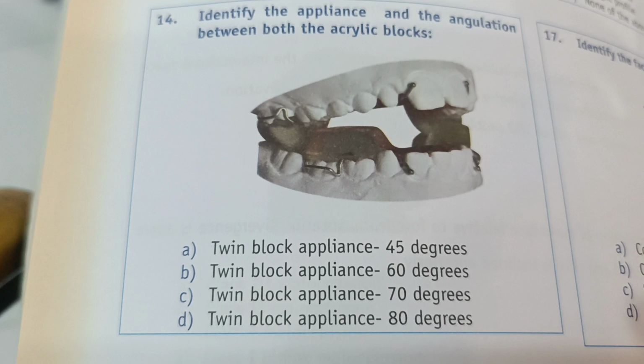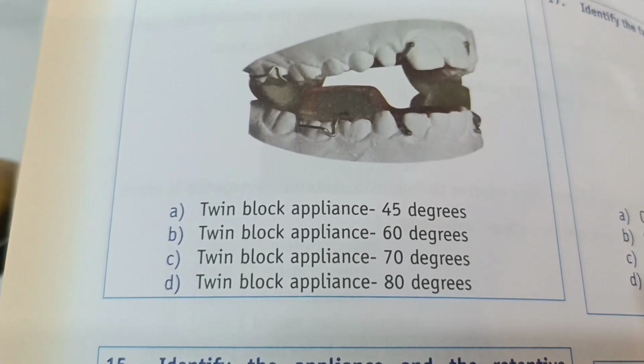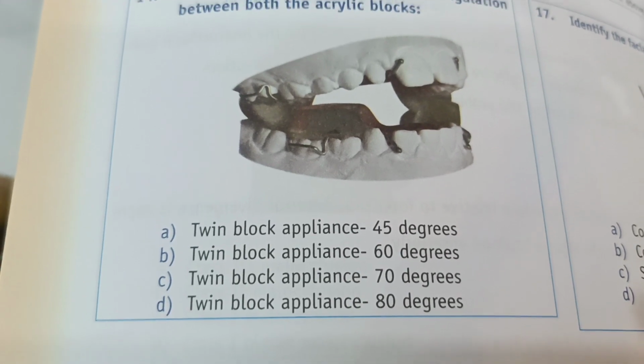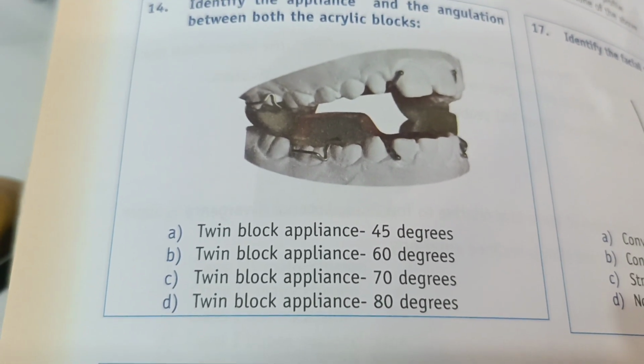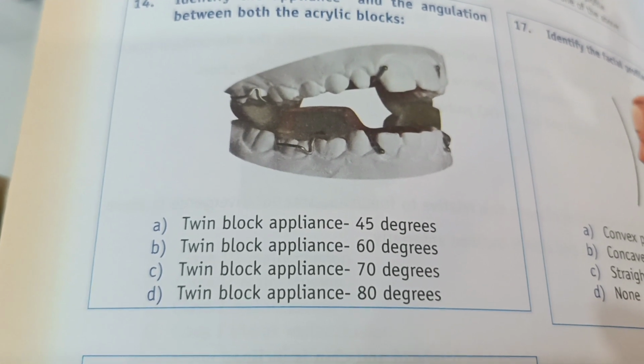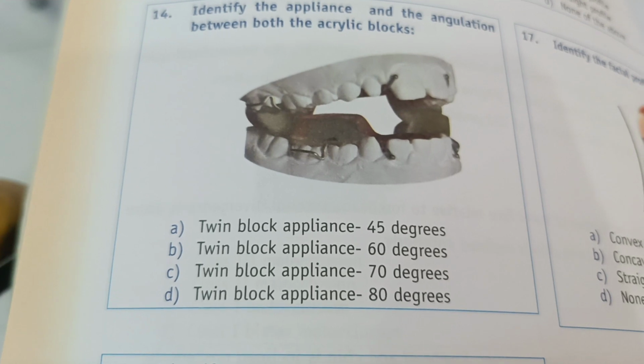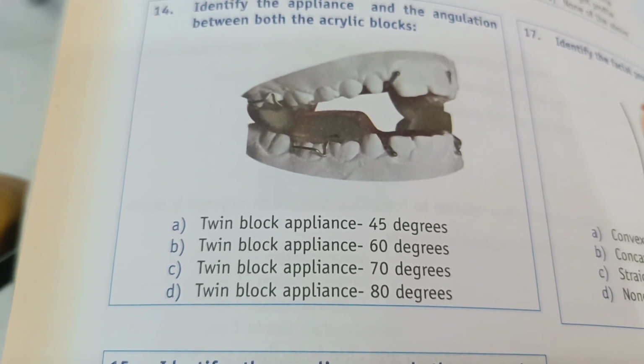What do you think the right answer is? The right answer is twin block appliance, which is again a myofunctional appliance, if you can remember. Here the right answer is option C, twin block appliance, 70 degree. It is given by Clark, also important. This is from the exam point of view.